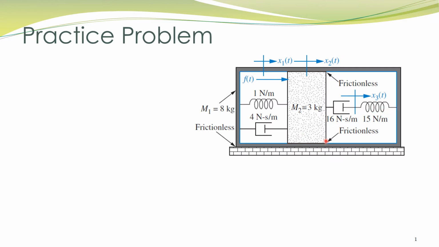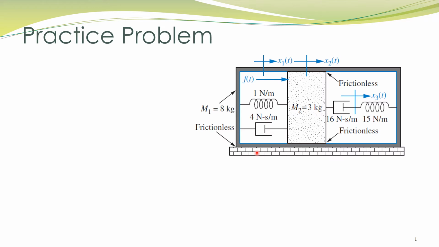The motion of this object inside this frame is frictionless, that is, there is no friction between this mass and this frame. This overall setup is moving on a fixed surface, and again we assume that this surface is frictionless and there is no friction between this frame and this fixed surface.